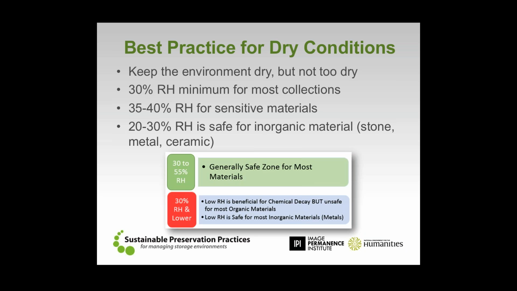Now, if we're dealing with sensitive objects within those collections, such as parchment or vellum or weakened leather, then by all means we probably want to keep the relative humidity a little bit higher, at 35 to 40%, and many people will use 40% RH as a minimum condition for storing those particular materials.